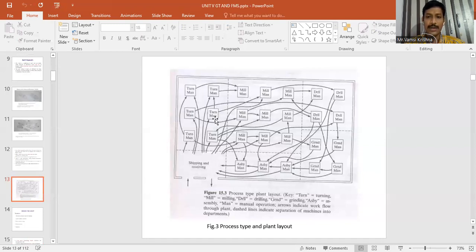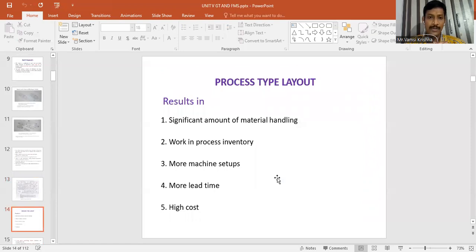So this is a process layout which clearly explains that there is no proper procedure of moving a component from one location to another location. This is what we call in process time. When you send a component from a turning machine to a milling machine, and then again from a milling machine to a drilling machine, there is no proper order. There is no classification of components based on their similarities. So this takes a lot of in process time, work in process time. This is what we call a process type layout. This can be reduced drastically with the help of group technology.